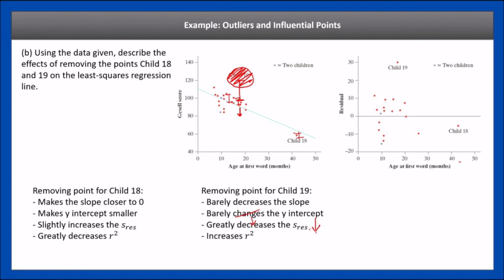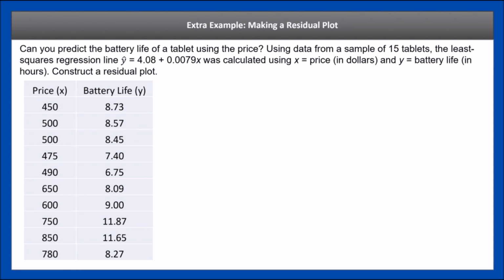If you're removing an influential point, that's going to, in general, tend to decrease R and R squared. It may have a small effect on the standard deviation, but it'll definitely change the slope, right, if you remove that, and therefore the y-intercept. So those are things to keep in mind.